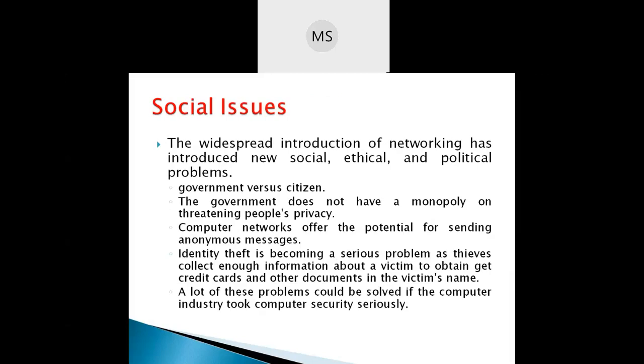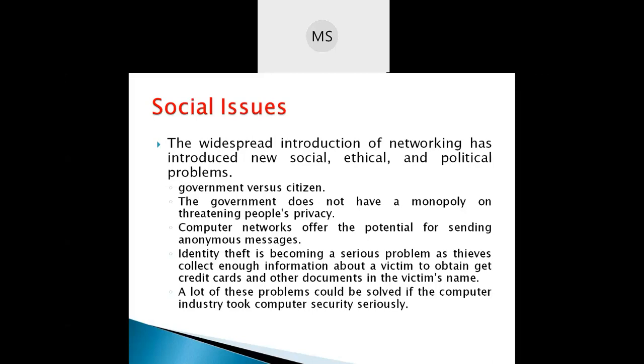And then the next one we have is social issues. As I told you, as the technology has increased, we have a lot of advantages. Along with those advantages, we also have some disadvantages. The very first thing is, of course, the advantage that there is better interaction between the government and citizens, and at the same time, government does not have any monopoly on threatening people's privacy. And computer networks offer the potential for sending anonymous messages, like some useless or dangerous messages, in the sense of messages which spread some disturbance among society.